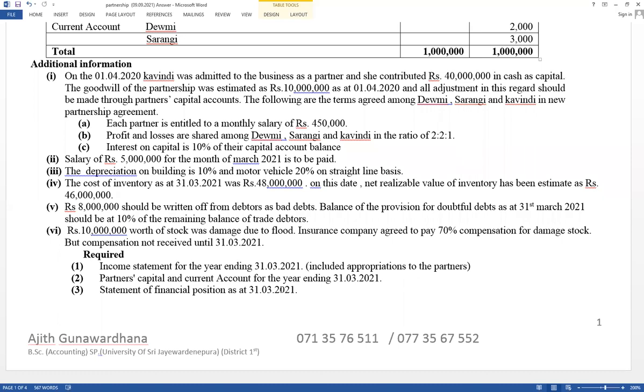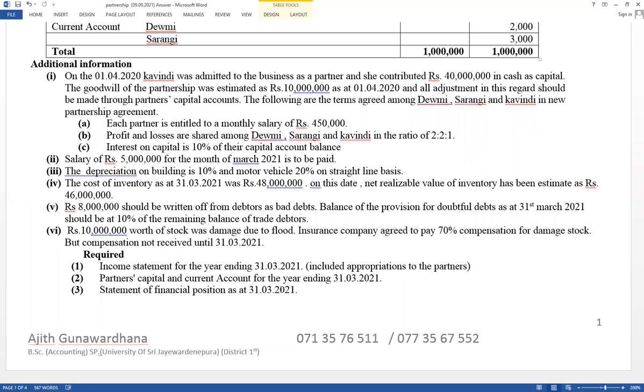Right now, think about the given trial balance. There are 6 additional information items. There is an income statement including appropriation accounts, partners' capital and current accounts, and financial position. Very important, a new partner was admitted at the beginning of the year. Therefore, all 3 partners are available during the current period. Debtors and creditors are available, sales and purchases are available. Therefore, this is a trading business.